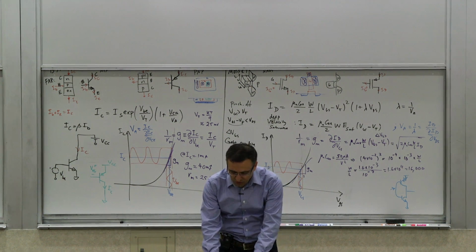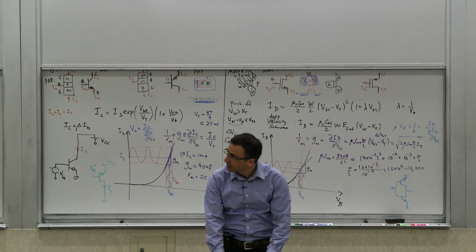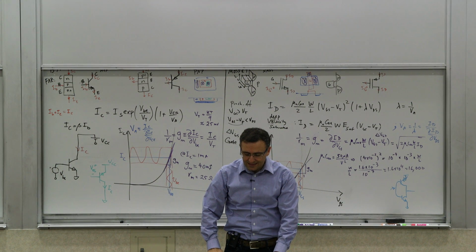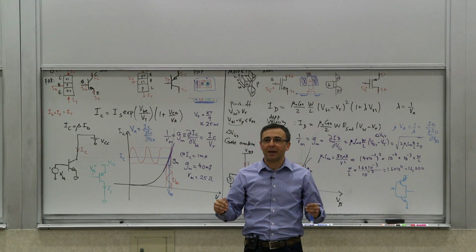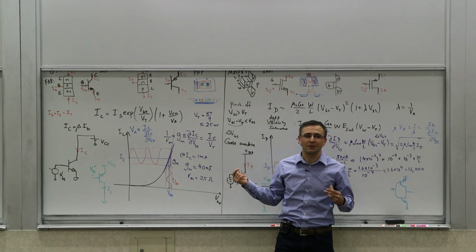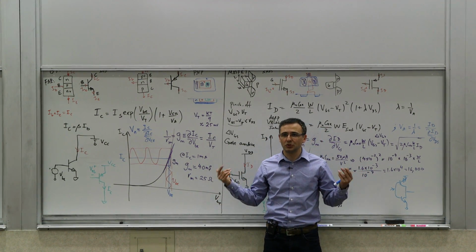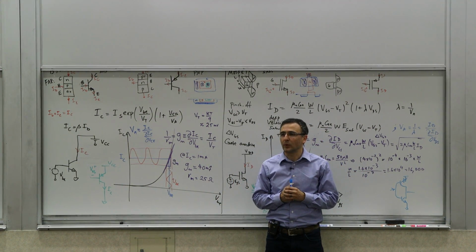Let's continue briefly. You know what? Let's take a break. And then when we come back, we develop all of those other parasitic elements, the rest of the model for this thing. And then we'll use that for our analysis going forward. Any questions?